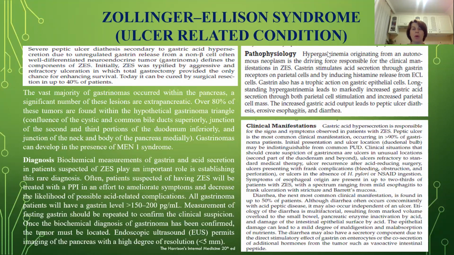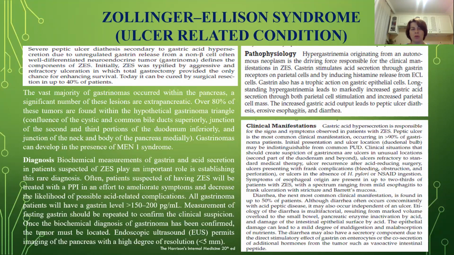The main problem of the patient is hypergastrinemia originating from an autonomous neoplasm, which is the driving force responsible for this disorder. Gastrin stimulates acid secretion through gastrin receptors of parietal cells and by inducing histamine release from other cells. Gastrin also has a trophic action on gastric epithelial cells. Long-standing hypergastrinemia leads to markedly increased gastric acid secretion through both parietal cell stimulation and increased parietal cell mass. Diagnosis is made by biochemical measurement of gastrin and acid secretion if the patient is suspected of this disorder.